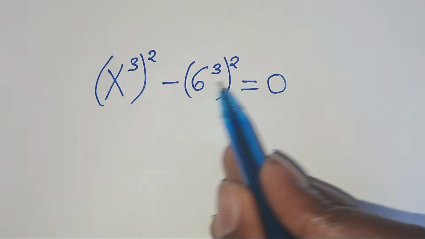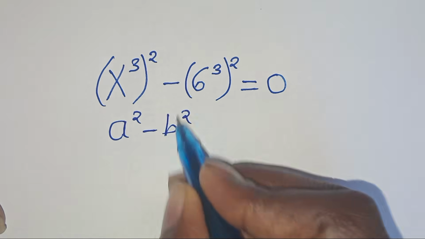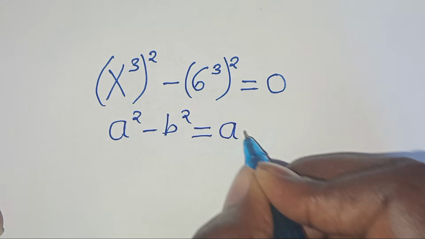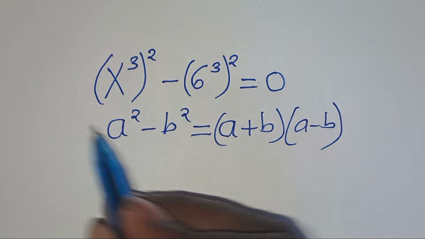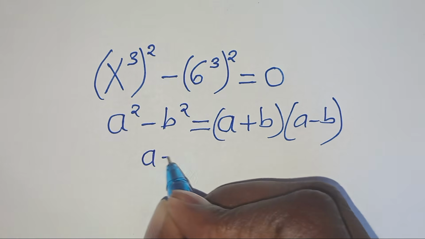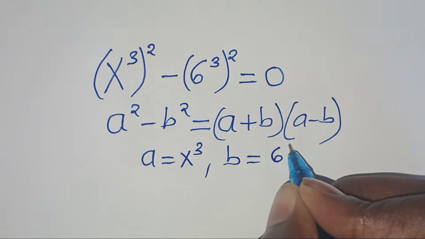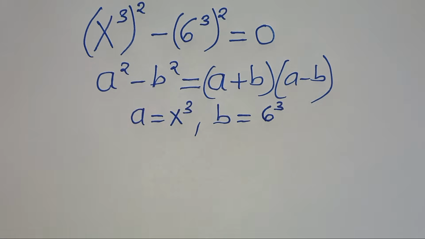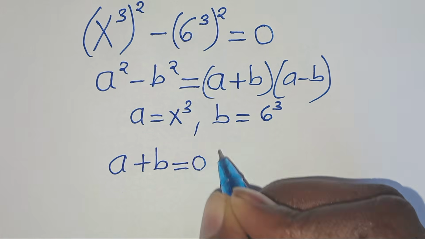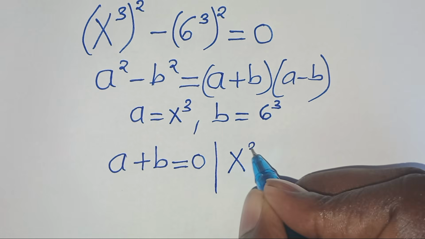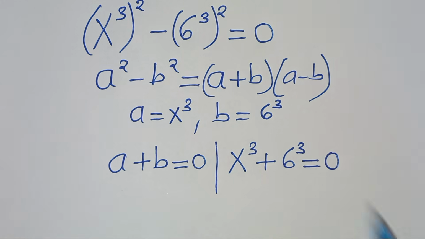Now this equation is of the form a squared minus b squared. This is the difference of two perfect squares that you can express as (a plus b) multiplied by (a minus b). So from this equation, we have a equal to x^3, b equal to 6^3, so that a plus b equal to 0 is the same thing as x^3 plus 6^3 equal to 0.